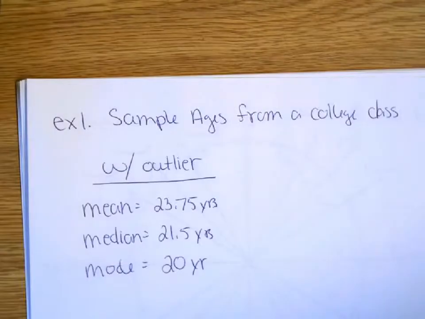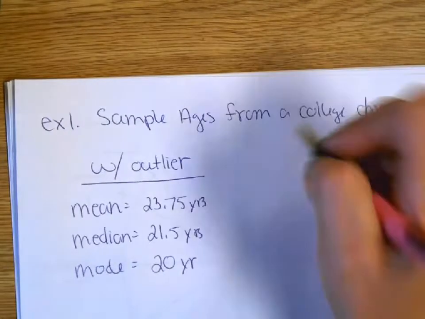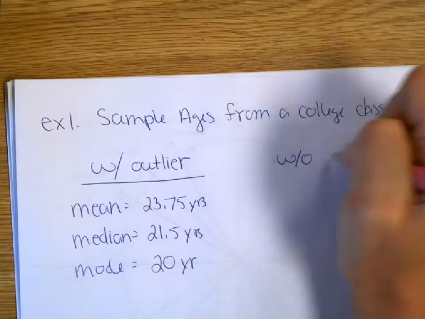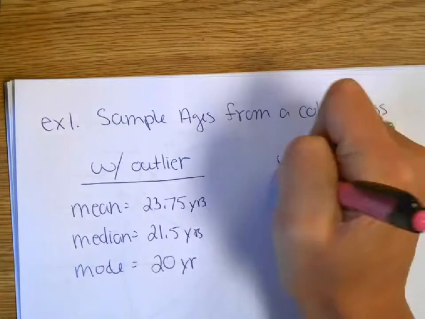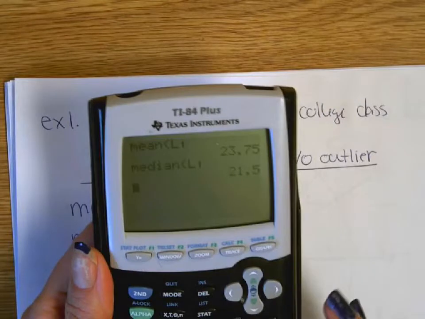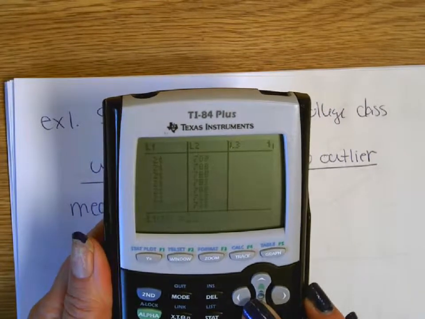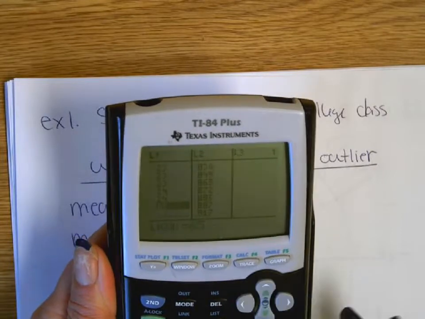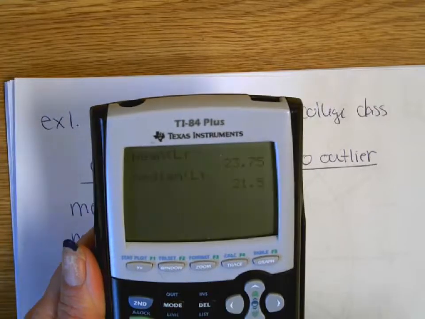Okay. So now we want to see, well, what impact does that outlier have on these three measures of central tendency? So I'm going to eliminate the old person. So I'll go back into the list. Stat, edit. I'm going to go down to the 65-year-old. Delete that person. Now I'm going to recalculate the mean, the median, and the mode.